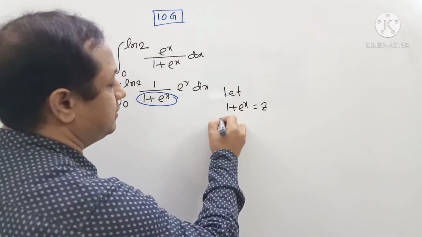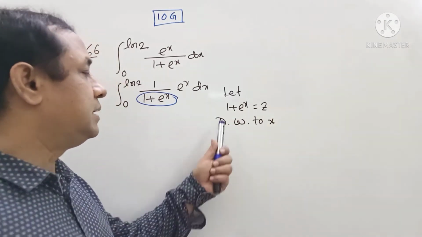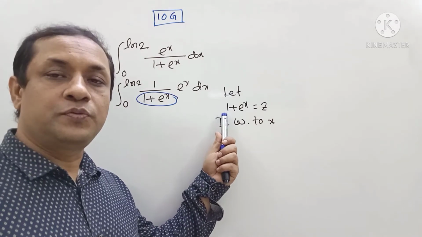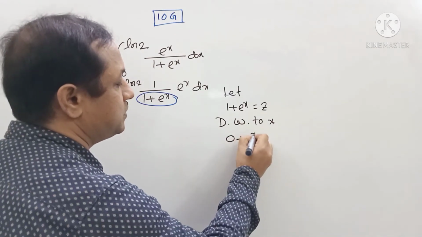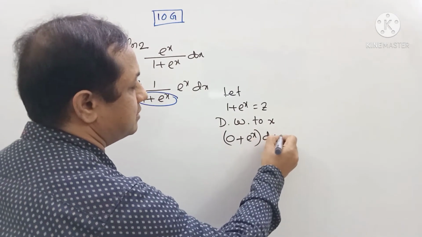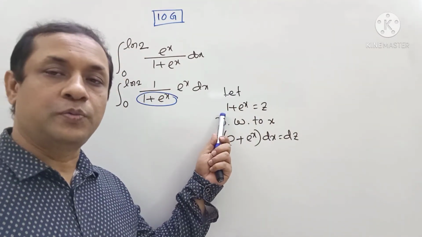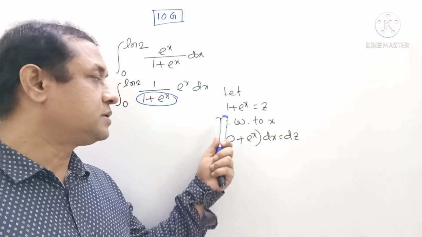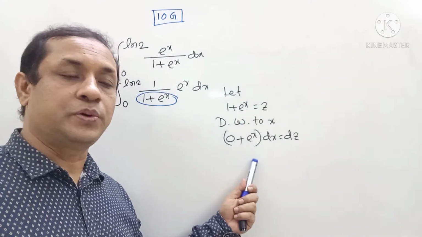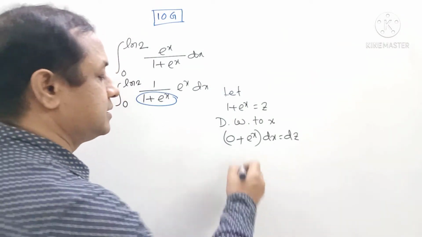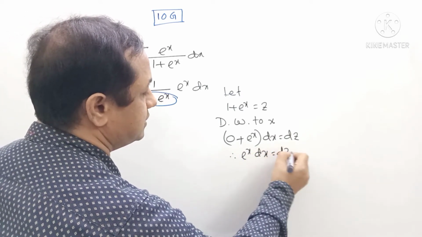Now differentiating with respect to x. You have learned, student, d/dx of 1 equals 0 and d/dx of e to the power x equals e to the power x. Now dx equals dz. I say again, d/dx of 1 equals 0 because a constant's derivative is always 0, and d/dx of e to the power x means e to the power x. So we can write e to the power x dx equals dz.